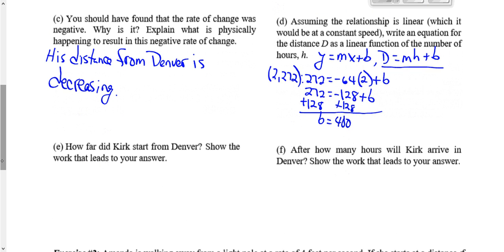So, y equals. D equals negative 64x. Nope. We're using H. Plus 400. Okay. We're just doing the same thing we did in the last lesson, except we're using D and H. Okay. Well, it just says he starts 400 miles from Denver, and he's getting closer by 64 miles every hour. So did we just show what number E? Yeah, I kind of asked that already, right? Part E. How far did Kirk start from Denver, right?